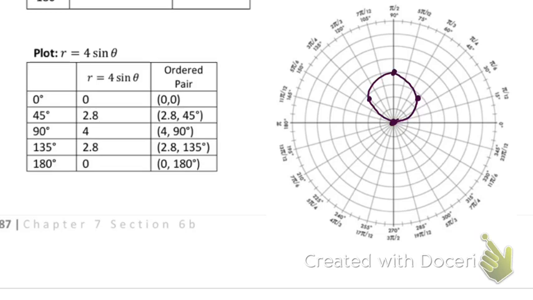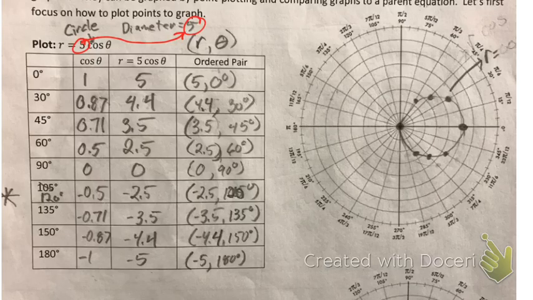But guess what? Tomorrow we're going to learn how to put it into rectangular form, and then we'll know where the center is. Or can't you just draw lines across? Well, you actually know where the center is. It's not in here, but if the diameter is 4, the radius is 2, so it would be the point (2, 90 degrees). Like here, our diameter is 5, so our radius would be 2.5, so this would be (2.5, 0). That would be the center of your circle.